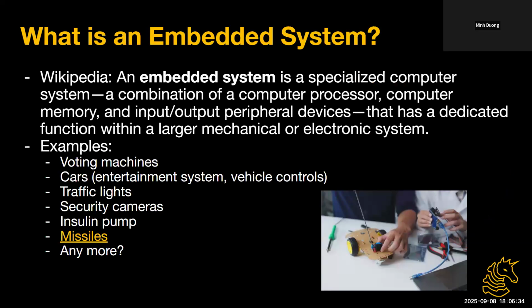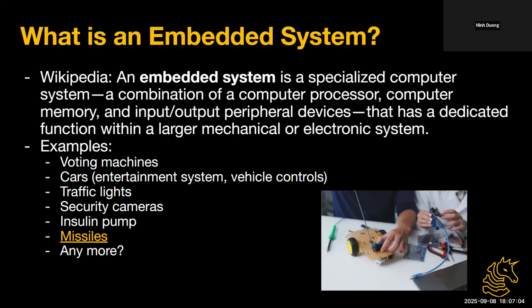So I can talk a little bit about what an embedded system is. The Wikipedia definition is very general, but fairly comprehensive. It says an embedded system is a specialized computer system. It is a combination of computer processor, computer memory, and input-output peripheral devices, and the part that differentiates it is that it has a dedicated function within a larger mechanical or electronic system. So the critical parts are that it's specialized and that it's within some larger system.